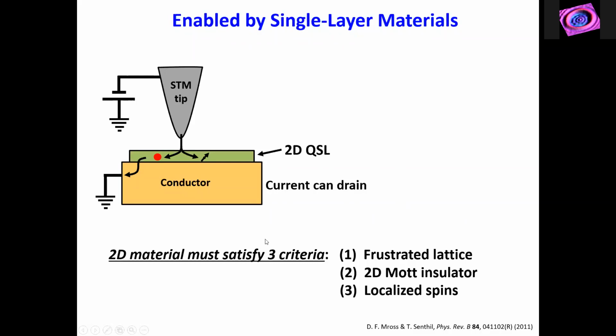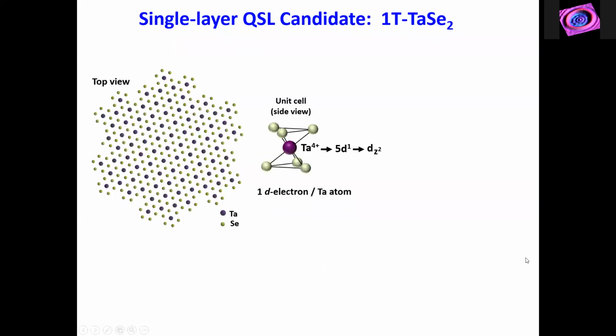It has to satisfy certain criteria to be a quantum spin liquid. For example, we need a frustrated lattice. We need to be a Mott insulator. We need localized spins. So those are some stringent constraints. And so now I want to talk about a material that we believe satisfies all those constraints.